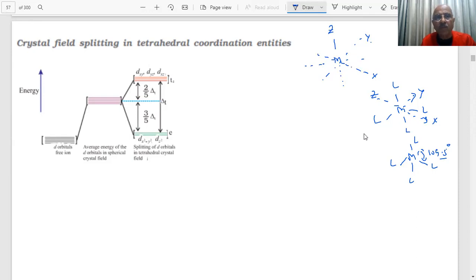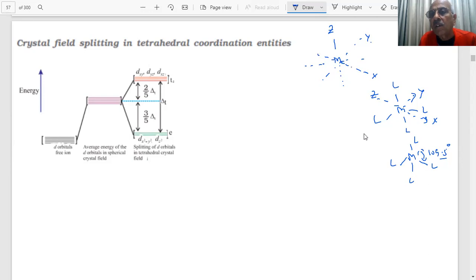The result of this is that in the case of the tetrahedral entities, there are 5 d orbitals, the shapes of which we have shown you. The three orbitals, dxy, dxz and dyz, have electron density more in between the planes. They will experience stronger repulsion with the ligand charges as compared to the two orbitals which are directed towards the x, y, and z axes. The ones along x, y, and z are dx square minus y square and dz square.